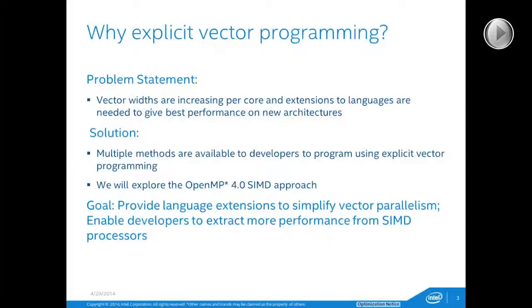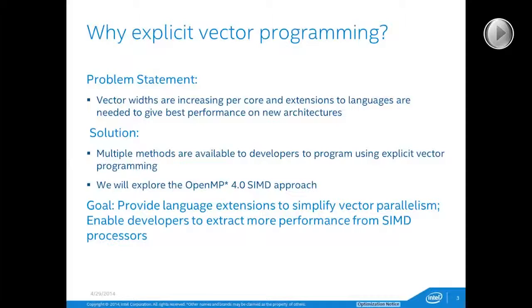So really the problem is that both core counts and the vector register widths per core have been increasing in later generations of hardware. And languages such as C, C++, Fortran are still inherently serial in nature. And so the language doesn't have the capability to express the parallelism that's inherent in the program where the hardware can take advantage of it. So the idea is that language extensions are needed to address this issue.